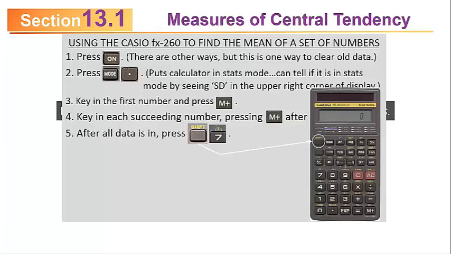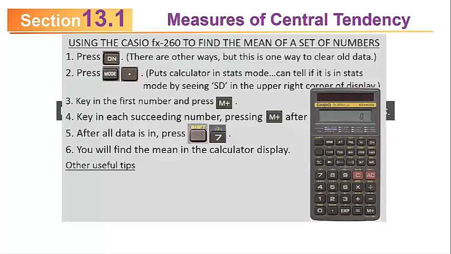After you get all the data in, press Shift 7. You don't have to memorize that it's Shift 7, because if you look above the 7, you can see that X bar symbol. When you do that, the calculator display will show you what the mean is. That's all there is to it.